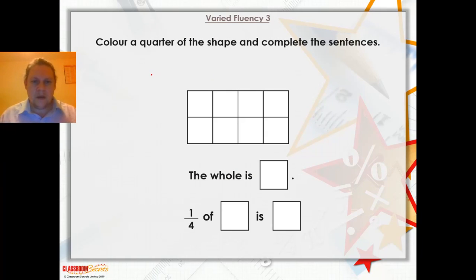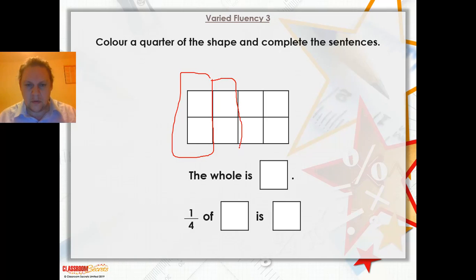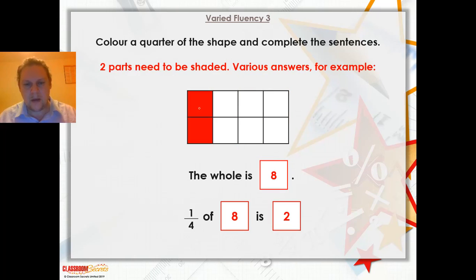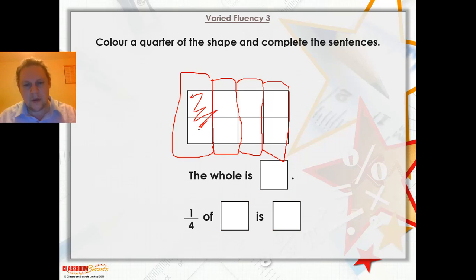All right, color a quarter of the shape and complete the sentences. Okay, now to color a quarter of this shape, we need 4 equal groups, don't we? 1, 2, 3, 4 equal groups. Now we're going to color one of those quarters. 1 out of those 4.